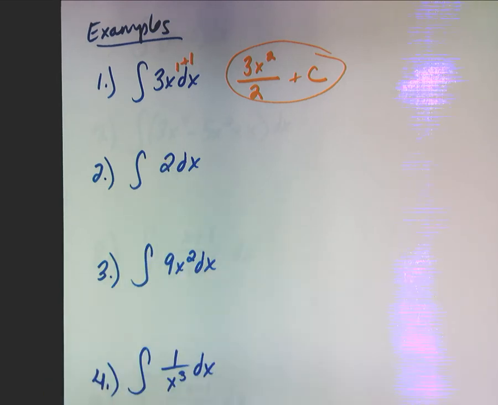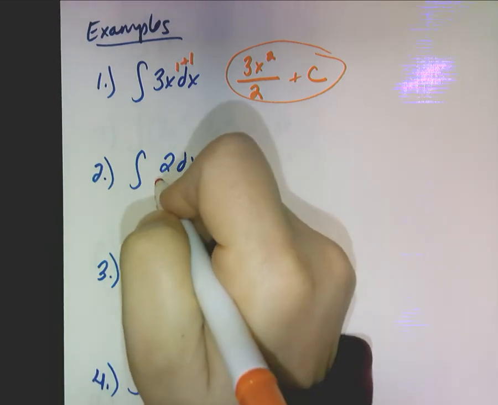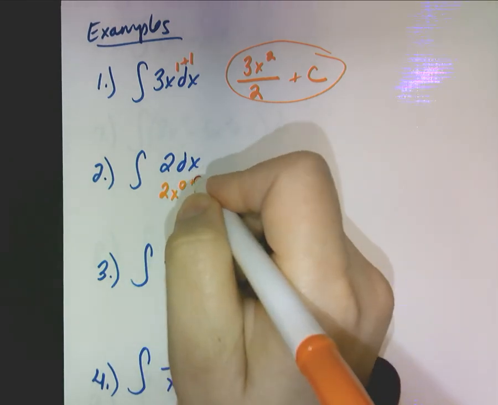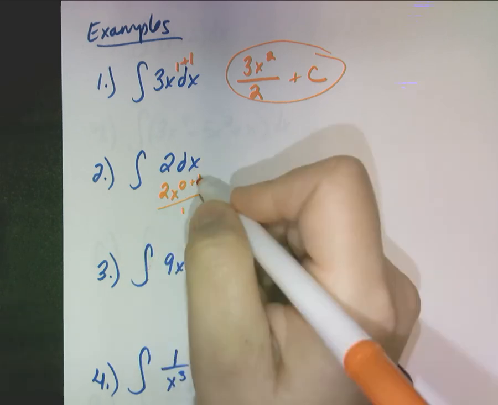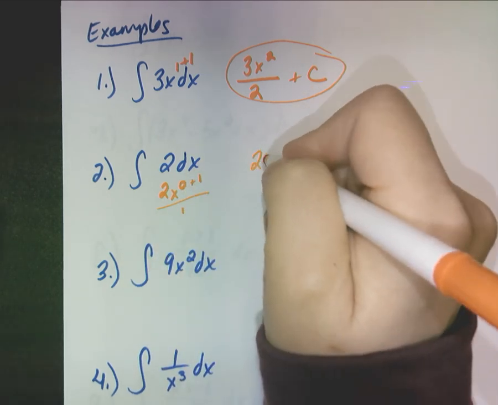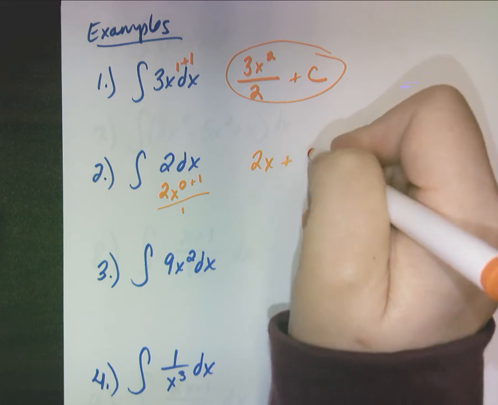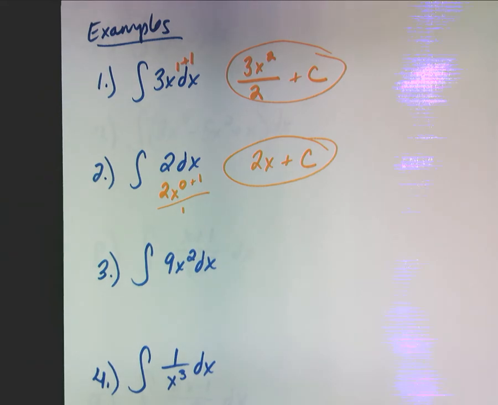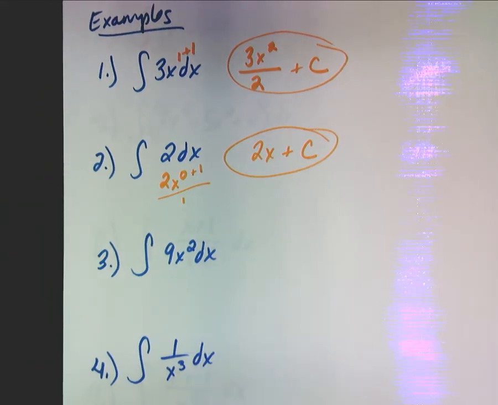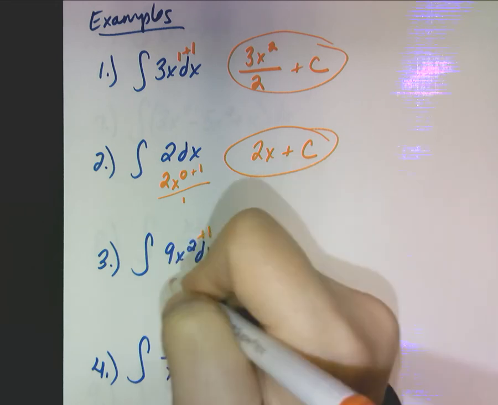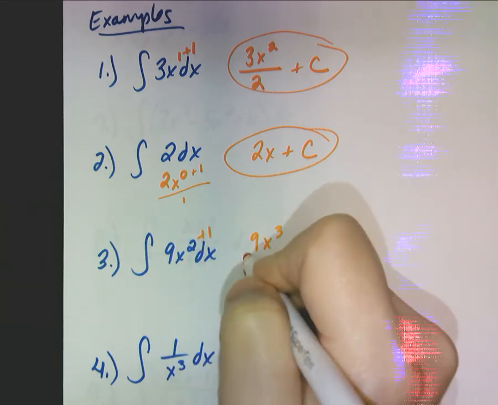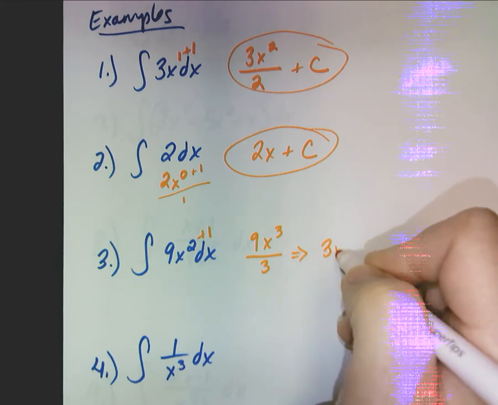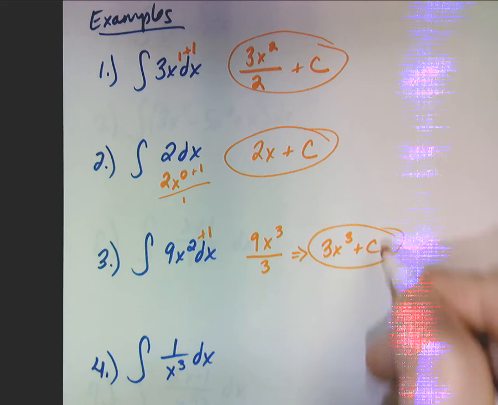What about this one? What about just 2? Well, think about it. This is really 2x to the 0, right? So if you add 1 and divide by 1, that new exponent, it would just be 2x plus c. You could put a little 1 here if you want to, but it's just 2x to the 1 plus c. 9x squared. Add 1 and divide. So that'd be 9x cubed divided by the new exponent 3. Well, hey, that reduces to 3x cubed plus c.